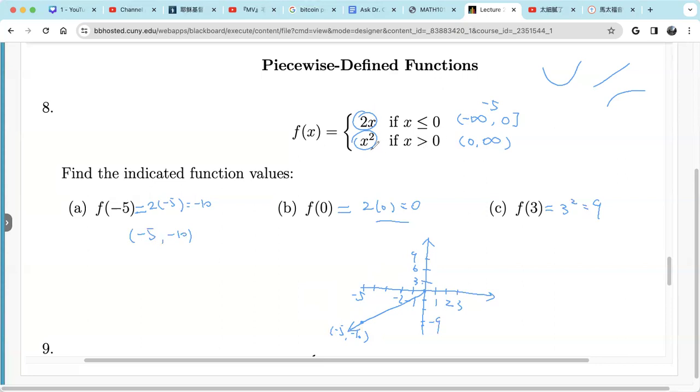For x greater than 0, we have x squared. So we get 1, 1, 2, 4 somewhere here, 3, 9 somewhere here. Okay. So this graph, it's greater than 0, so we have to start with 0. Well, if 0 is 0, we make an open circle, but we already have a solid circle there. So we get a parabola.